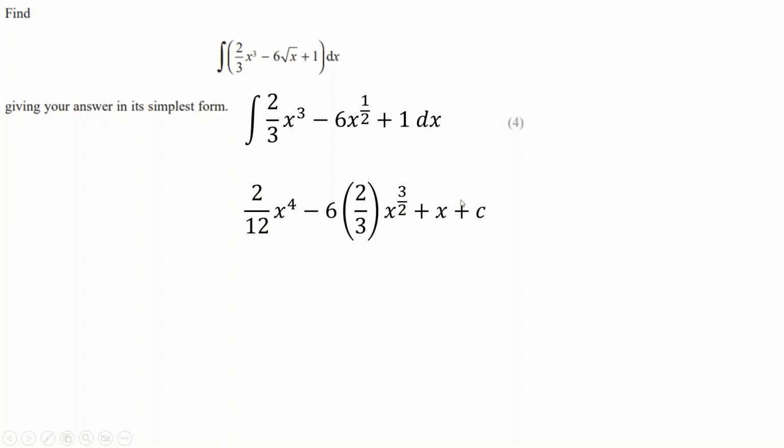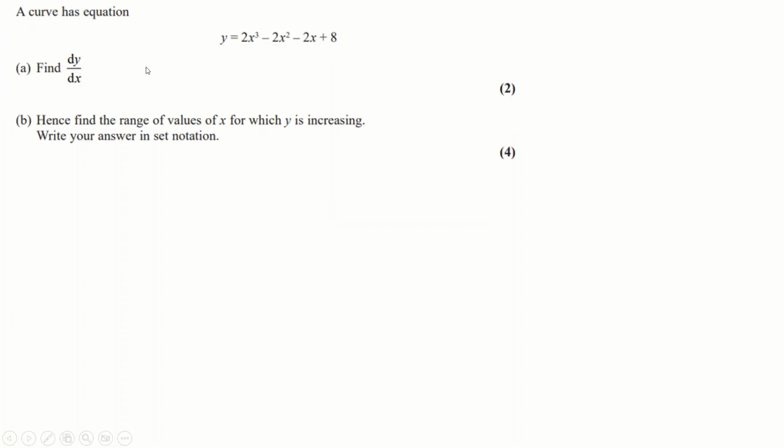1 integrates to x, and then always please remember the plus c, otherwise you lose 1 mark that you really, really should have got. This tidies up to this, and you're done. The next question, very easy. Start dy by dx is just this, 2 times 3, and then lower that down. 2 times 2, lower that down to a 1, and that's just there, and that goes away.